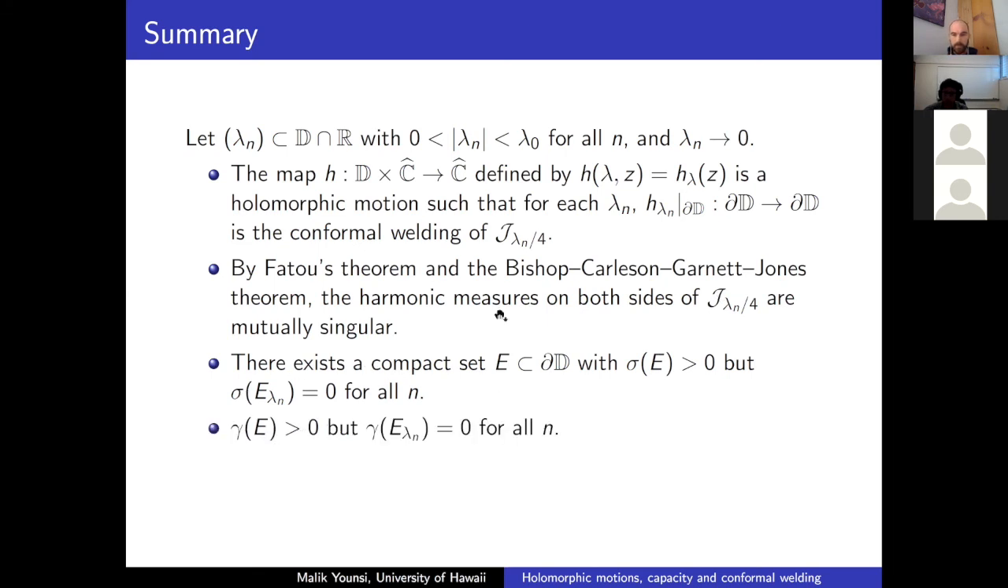And now, since these are subsets of the unit circle, we know that positive capacity is the same thing as positive length. So it gives us what we want. The function analytic capacity is not continuous at the origin.